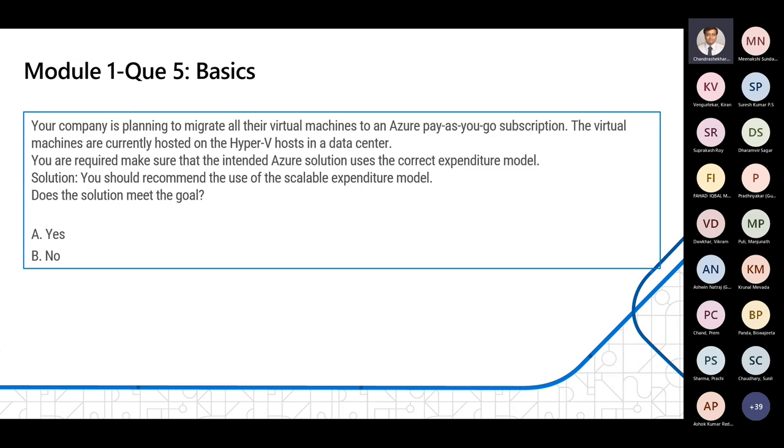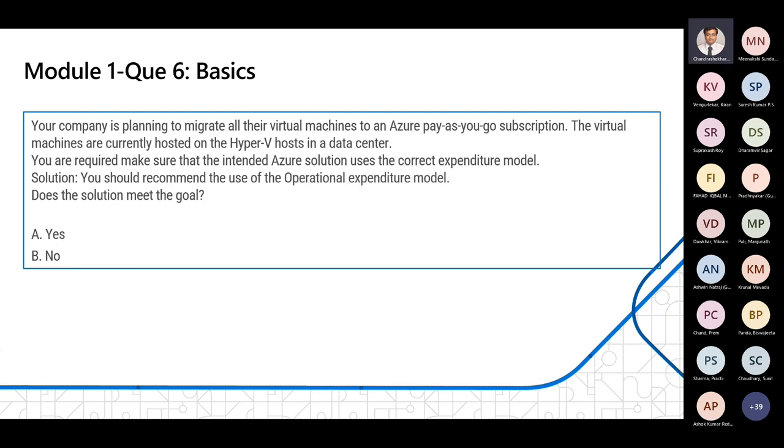Elastic expenditure and scalable expenditure. Only there is a change in the word and meaning is same. Rest of the matter is same. Pay as you go. Currently hosted on Hyper-V. And you want to find out correct expenditure model. So if elastic is no, then scalable is also no. So it is also no. Then let me go to the third question.